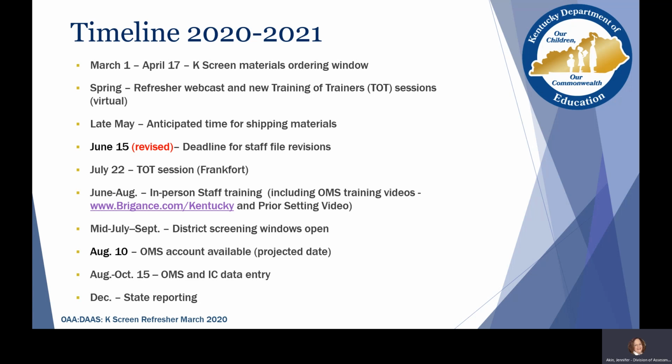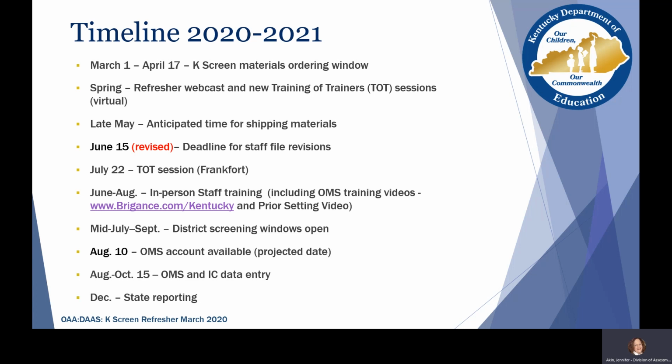In late May, that's typically the time that your Brigance materials would ship to you. However, this year they are on hold and we anticipate shipping those at the end of June. But because we have so much uncertainty, we're just not communicating that as a final and definite decision until we know a little bit more about what the summer and next year will look like.